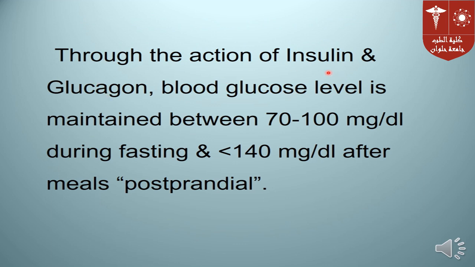Collectively, through the action of insulin and glucagon, blood glucose level is maintained between 70 to 100 milligram per deciliter during fasting and less than 140 milligram per deciliter after meals, or postprandial. Through the action of both opposing hormones, we can maintain our blood glucose homeostatic so that it will be, during the fasting state, between 70 and 100 milligram per deciliter, and after meals, which means postprandial, less than 140 milligram per deciliter.